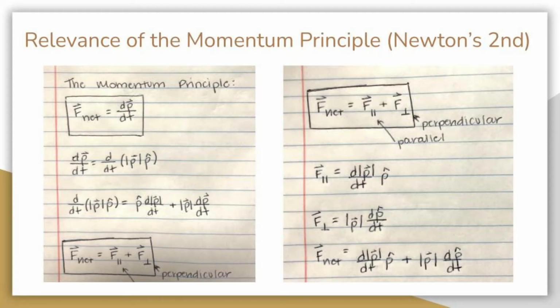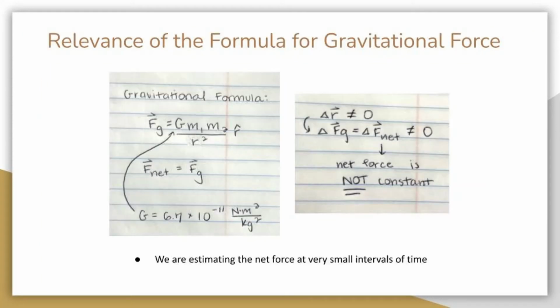The other relevant principle is the formula for gravitational force, which can be written as: the force of gravity is equal to the gravitational constant, 6.7 times 10 to the negative 11th power, times the mass of each object interacting with the other, divided by the square of the distance between the two objects.